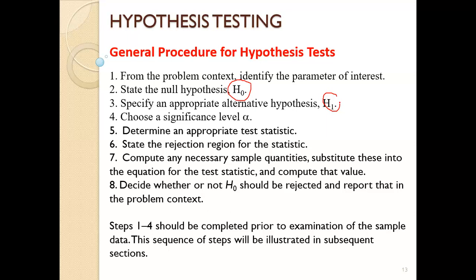And after you identify H0 and H1, you choose the significance level. This is the percent confidence. Usually in engineering, you use 95%, alpha equals 0.05. But sometimes you can specify 90%, 80%, 99%. Commonly in engineering we use 95%, so we only accept 5% error. After you choose alpha, you calculate the appropriate statistics.